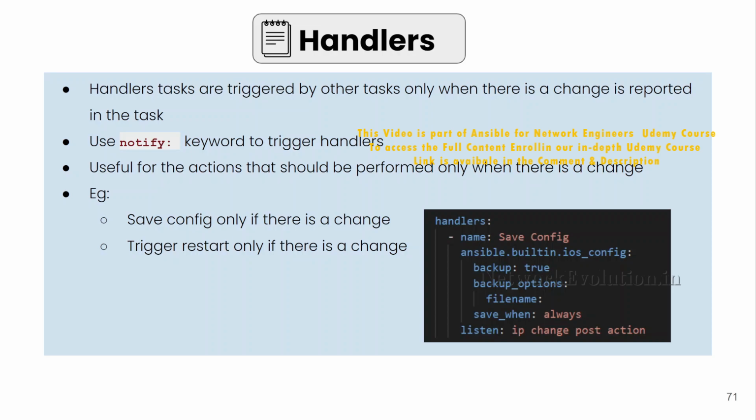You need to give notify and the handler task name. And that name should be unique for each handler task. That we'll see when we write the playbook. This will be useful for actions that should be performed only when there is a change. Here in this example, we'll be running a handler task if we have some changes in the iOS L3 interfaces configuration. We will try to take a configuration backup and save the config.